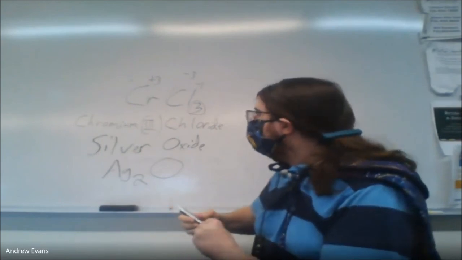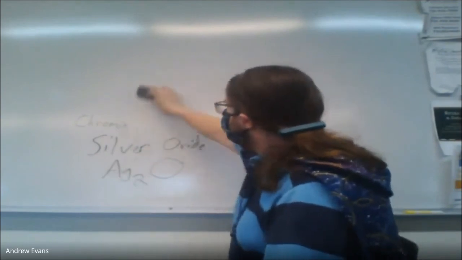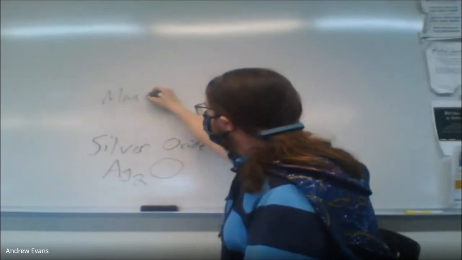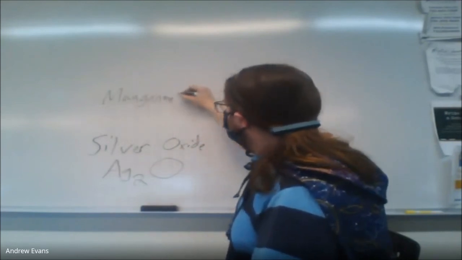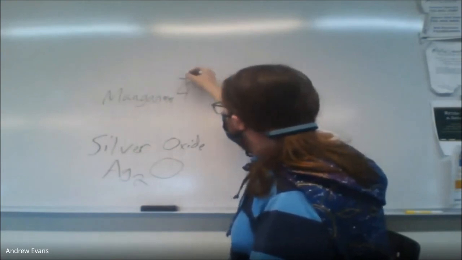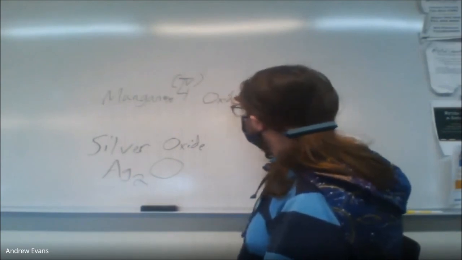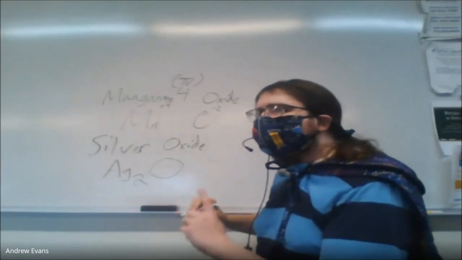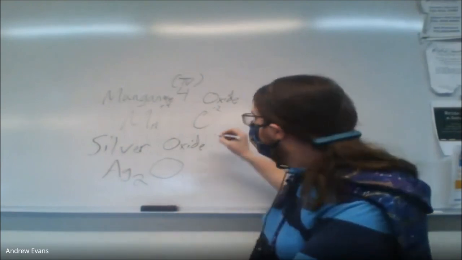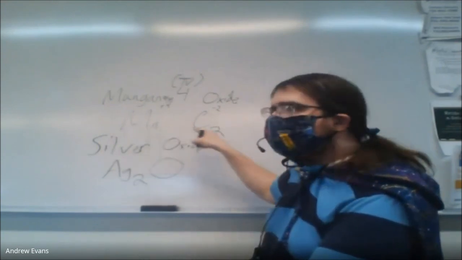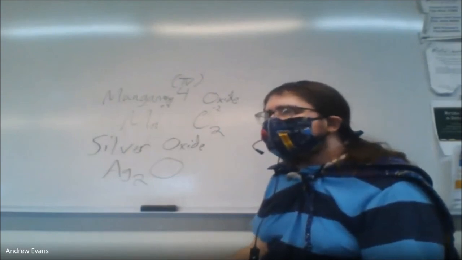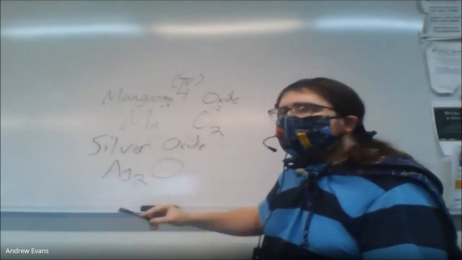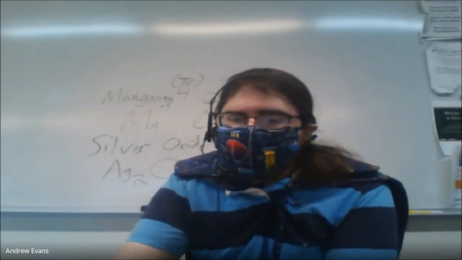If I'm going to work my way one more with a transition metal, let's say manganese 4, which is our IV, oxide. So manganese +4, oxygen -2. What way do we get +4 and -2 to cancel out? I double my -2. So let's say MnO2 would be our manganese 4 oxide. So we should be able to go from name to formula or formula to name. That's one of our goals for this chapter.